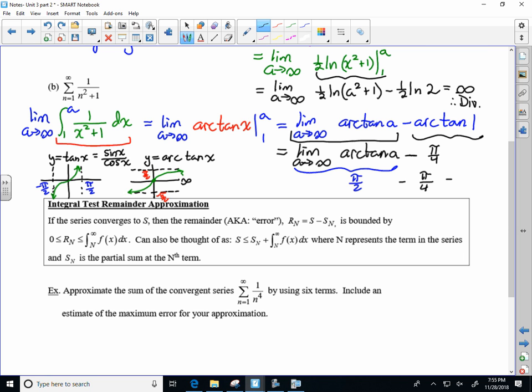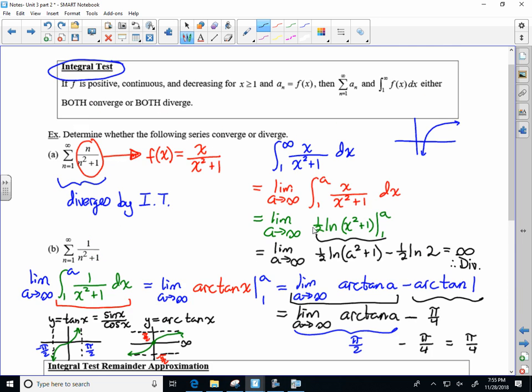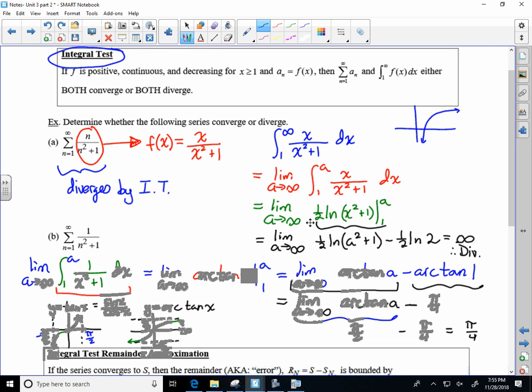And pi over 2 minus pi over 4 is pi over 2. Oh, pi over 4. Jeez. Yeah, that's a bad mental error. Like a half minus a quarter. Forget the pi's. I like pi though.